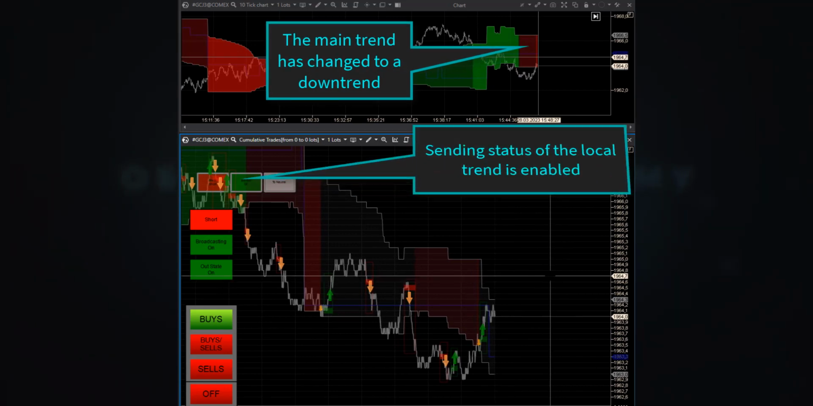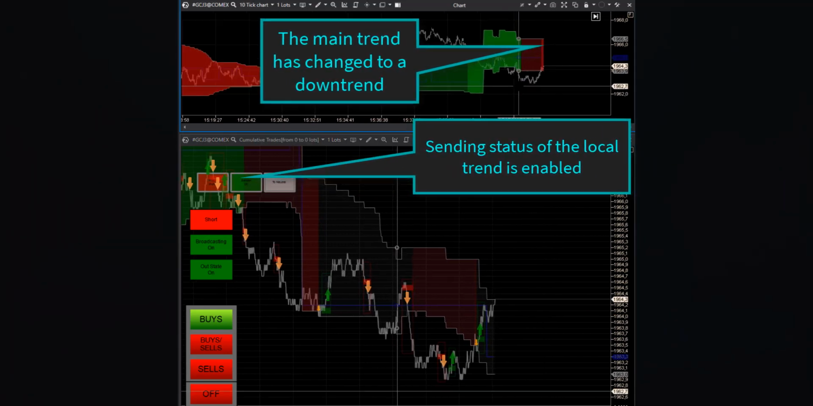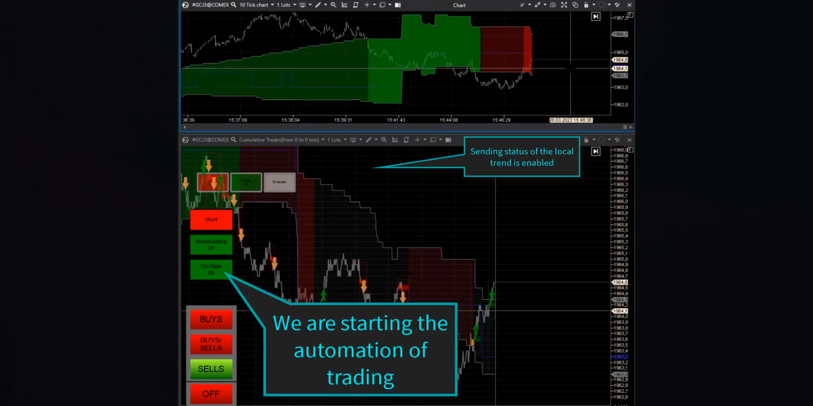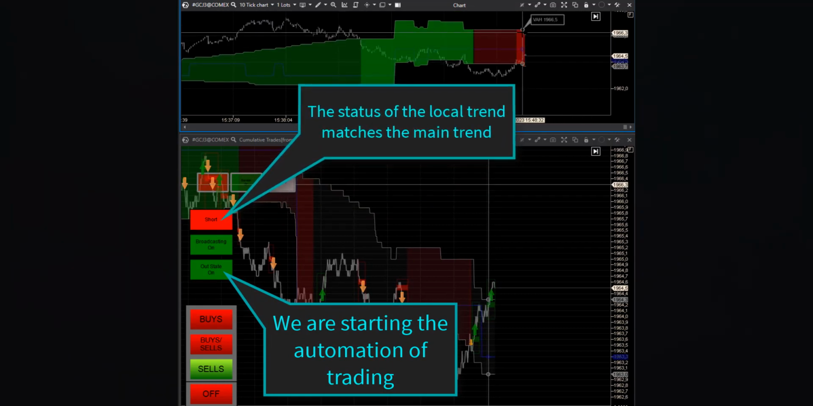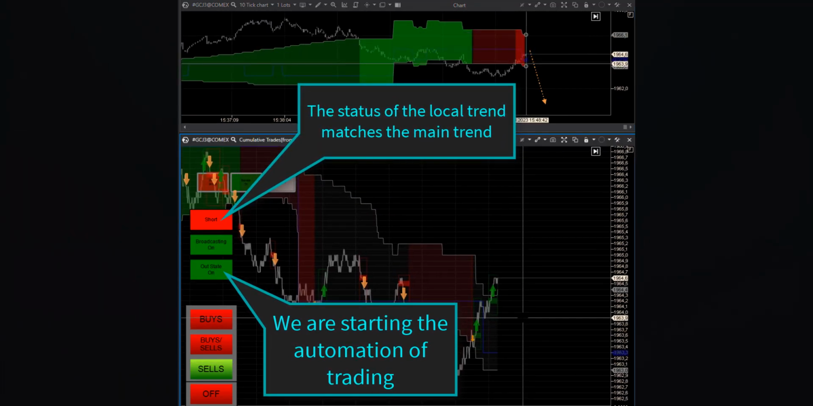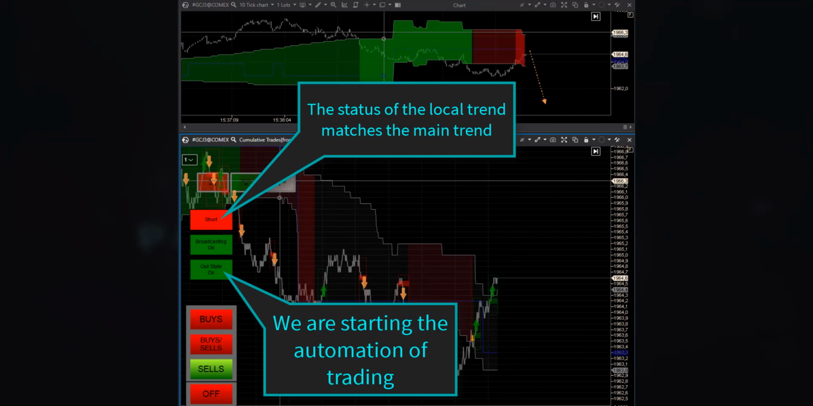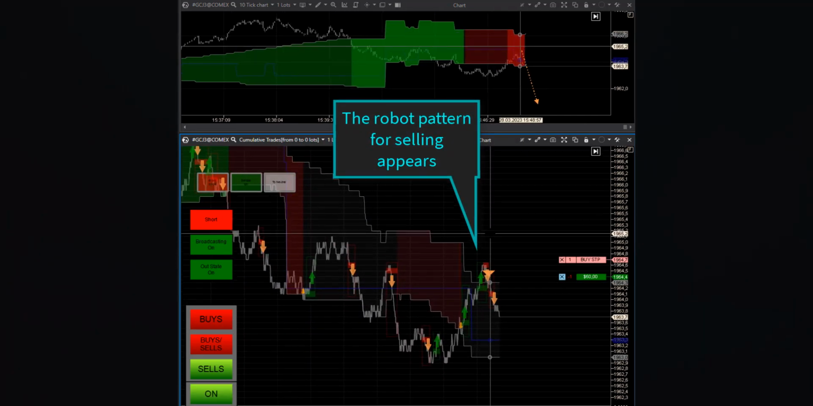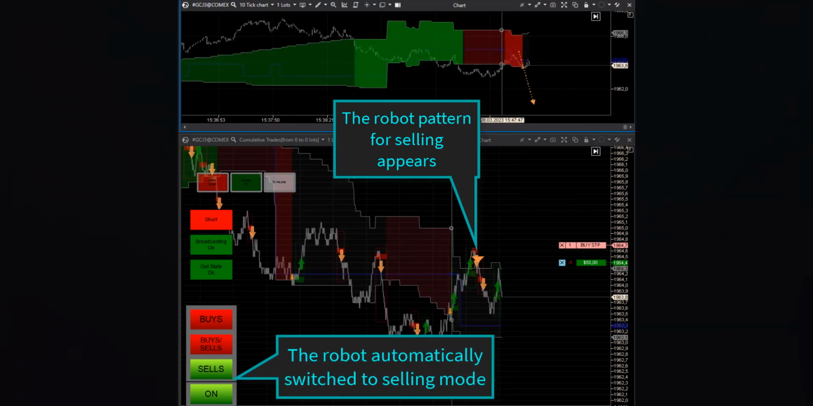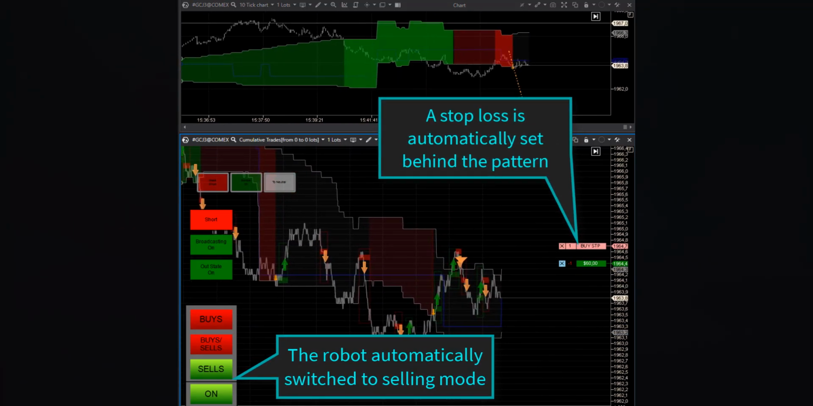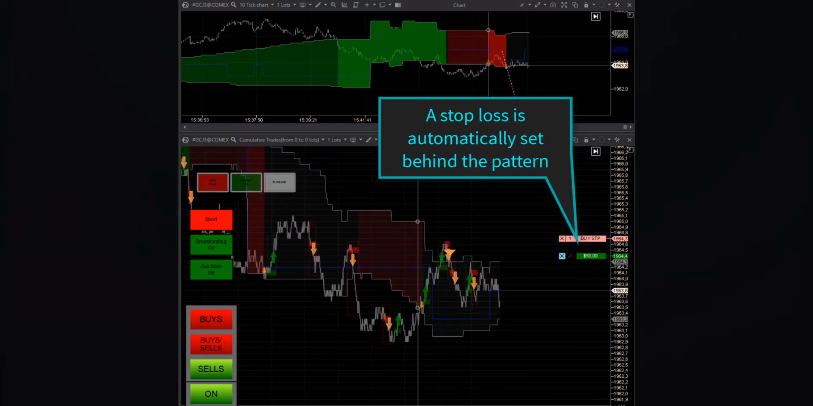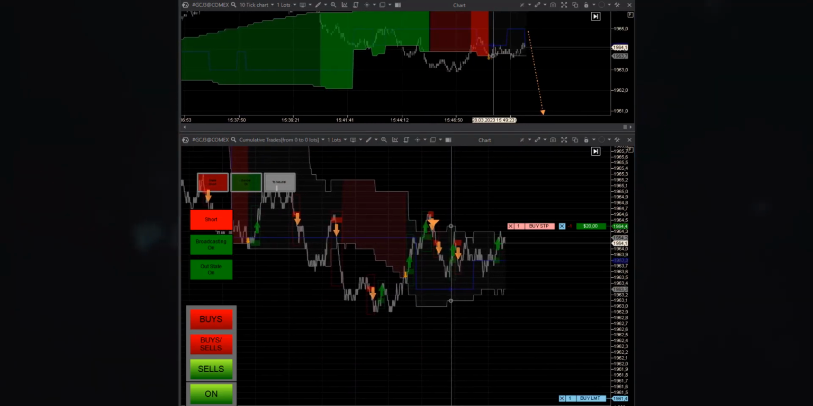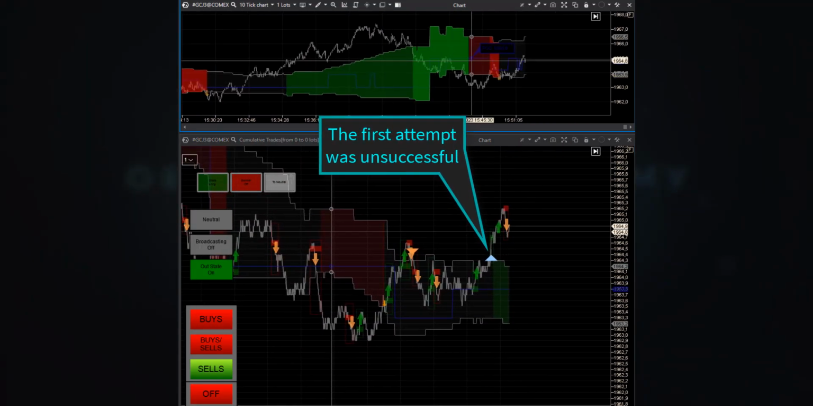The main trend has changed to a downward one, sending the status of the local trend is enabled. We are launching trade automation. The status of the local trend coincides with the main trend. The robot's pattern for sale appears. The robot automatically switches to the sales mode. The stop loss is set automatically for the pattern. The first unsuccessful attempt to sell.